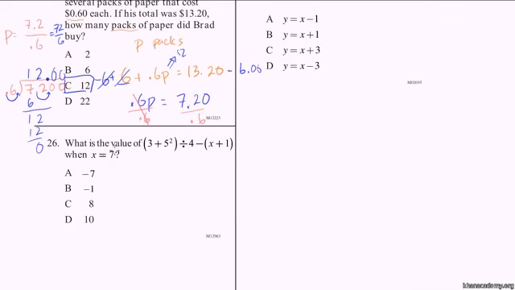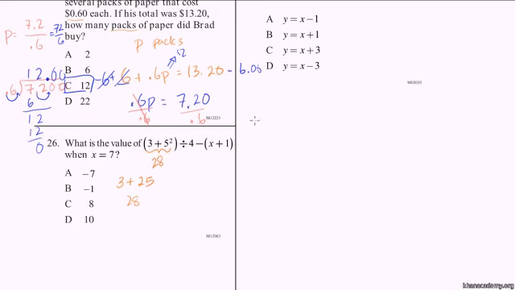Next problem. What is the value of this thing? 3 plus 5 squared, divided by 4 minus x plus 1, when x is equal to 7. So let's write it down when x is equal to 7. So this becomes 3 plus 5 squared. So let me just write it out. 5 squared is 25, divided by, and so they want us to do a little bit of order of operations here. So parentheses take the dominant role here. So this thing, 3 plus 25, is going to be 28.